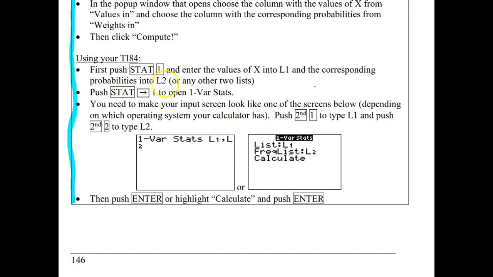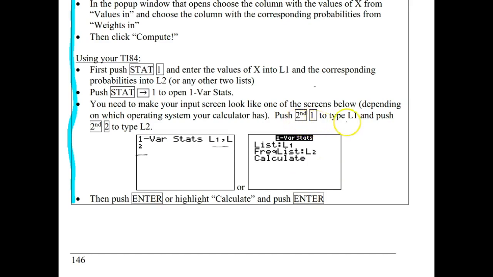Here we would push STAT 1 and enter two lists of data, the values of x into L1 and their corresponding probabilities into L2. You can use other lists, but I've just given some list names to show on the screens below. If we do STAT right arrow, that gets us into the one variable stat screen, and then depending on what your operating system looks like, you either have the screen on the left where it's a blinking cursor after 1-Var Stats waiting for you to input these two list names, or you have this input screen that says list, frequency list, and calculate. In your notes, you should circle which one of these your calculator looks like so that you know which steps to follow.